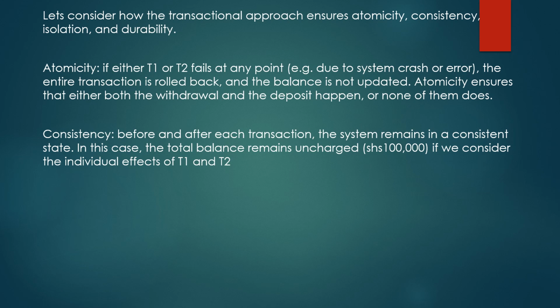Then atomicity ensures that either both the withdrawal and the deposit happen or none of them does. That explains what we're looking at in the first step. Then consistency. Before and after each transaction, the system remains in a consistent state. In this case, the total balance remains unchanged. If we consider the individual effects of T1 and T2, we see here that the balance has remained at 100,000 due to system failure or crash or network issues. It's staying at 100,000. The balance was not updated, so it has remained in its current state.